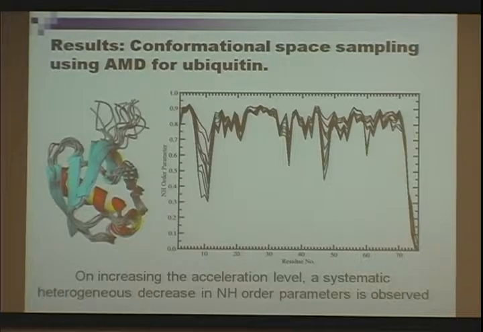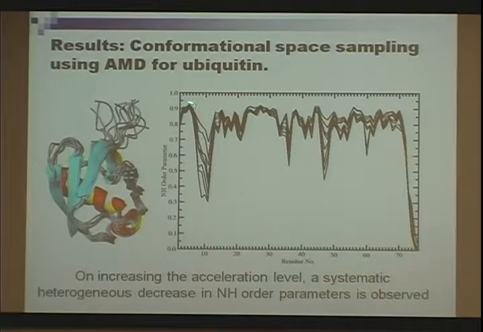So this is what we see in ubiquitin. This is the order parameter that I talked about as a function of the acceleration rate. The top line is a standard MD simulation, and all the other lines, as they significantly decrease in certain regions, are increasing the acceleration rate. Because the order parameter is decreasing, we're seeing substantially more dynamics in certain regions. You can see that it's a very heterogeneous distribution. There are two particular regions where we're seeing a large amount of dynamics: the first loop region and around residues 46, 47.